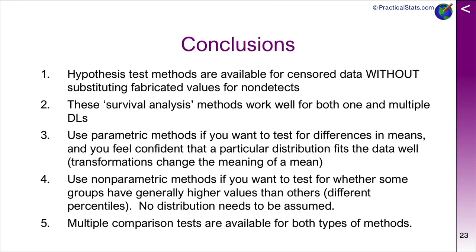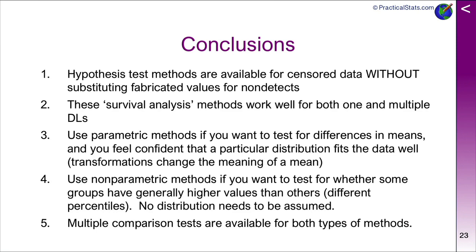So in conclusion, there are hypothesis test methods that are available for censored data without substituting fabricated values. That's the word I use for sticking in a number for the non-detects. These survival analysis methods, that's the statistics jargon for them, work well for both one and multiple detection limits. They've been using them in medical statistics and other disciplines for decades. You can use parametric methods if you want to test for differences in means, and you're pretty confident you can fit a distribution to the data well. In this case, the lognormal will fit really well, and I would have plenty of confidence that the means are different here. We've met those assumptions pretty well here.